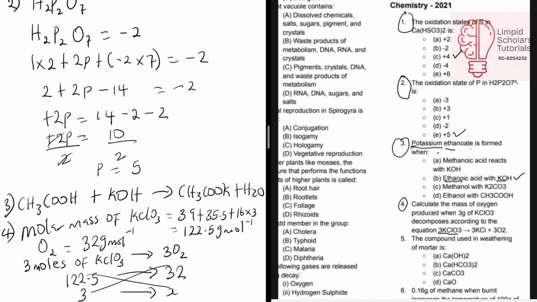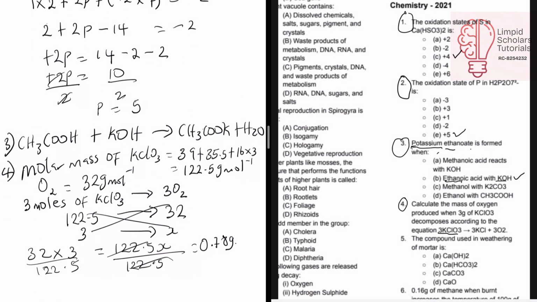122.5. So we have 32 times 3 divided by 122.5, which is equal to 0.78 grams. That's the answer. So we'll be moving over to number 5.